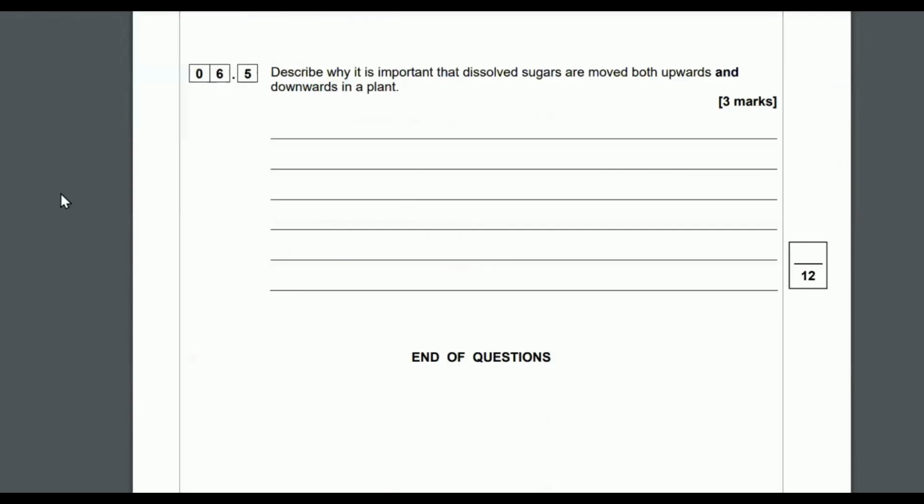Okay, final question, 6.5. Describe why it's important that dissolved sugars are moved both upwards and downwards in a plant. So think about a plant. It's got roots, it's got a stem, it's got leaves. If you're making sugar in the leaves, why might you want it to move higher, and why might you want it to move down lower? It's really simple. We might want to move sugar down towards the roots. What for? Sugar is moved down to the roots for storage as starch. Roots, potatoes, carrots, rice, all of that kind of stuff is very starchy.